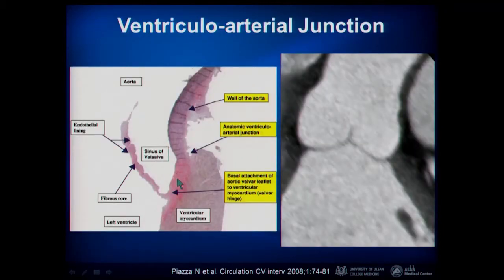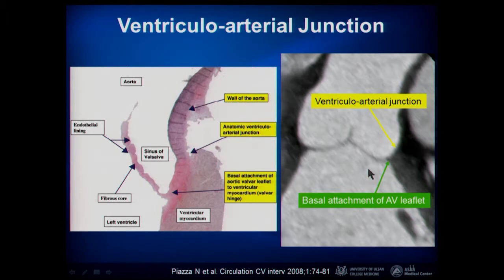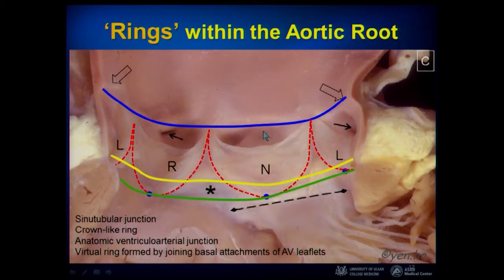If we look at this histologic specimen and CT image, you can note that the basal attachment of the aortic valve leaflet to the ventricular myocardium is proximally located relative to the true ventricular arterial junction. Thus, the aortic root contains at least 3 circular rings, including the sinotubular junction, the ventricular arterial junction, and a virtual ring along the basal attachment site of the AV leaflet.